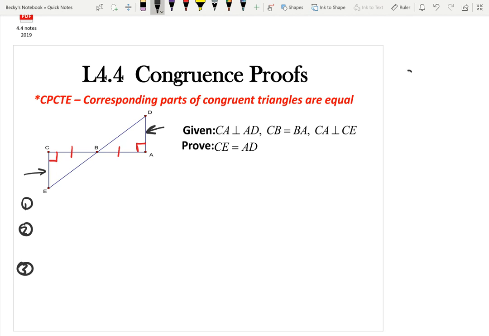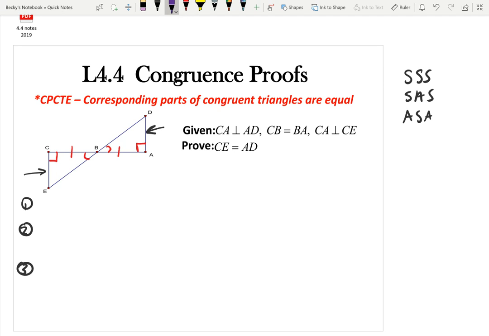We have SSS, SAS, ASA, and we need to choose from one of those. Now, as soon as you look at the picture, I see some hidden information. I see that technically I have some vertical angles in here, and we know that vertical angles are always congruent. So I can go ahead and put that within my diagram.